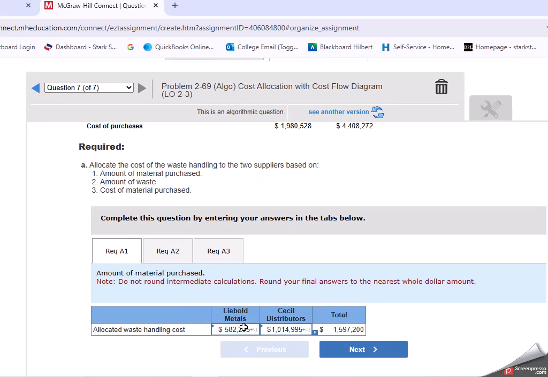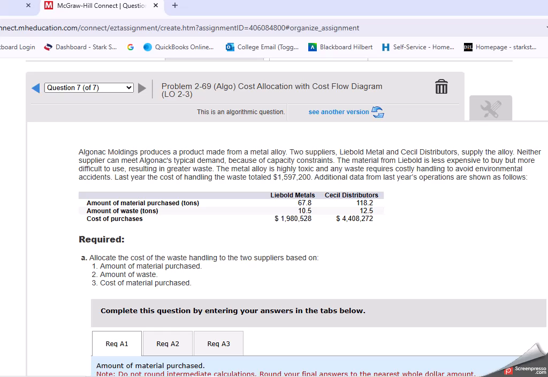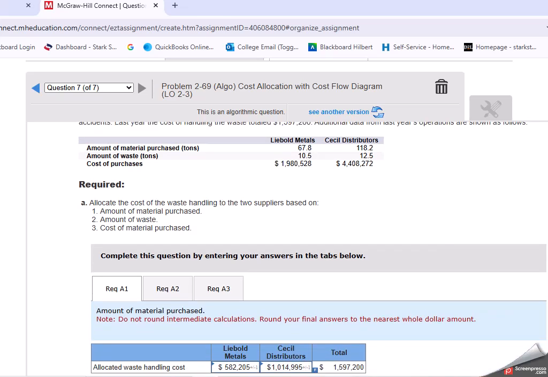Again, my rounding's probably a little different than theirs. What did they tell us to round to? Do not round your intermediate calculations. So let it all go out. And then we're allocating it based on those percentages based on what was purchased.